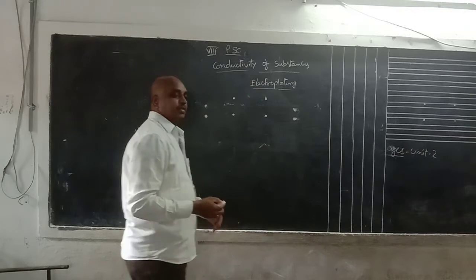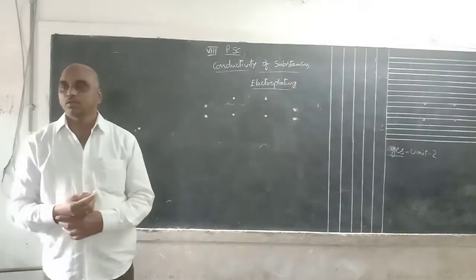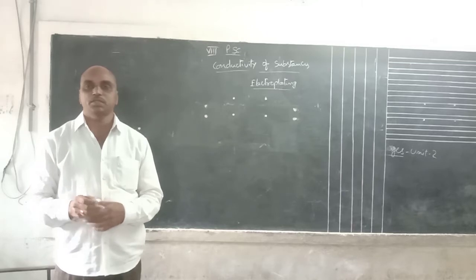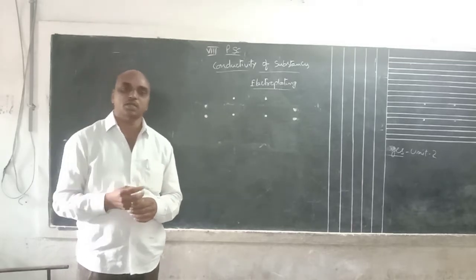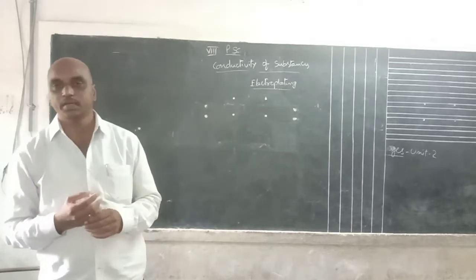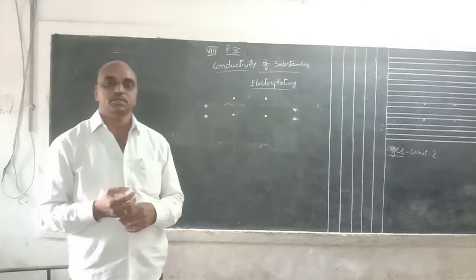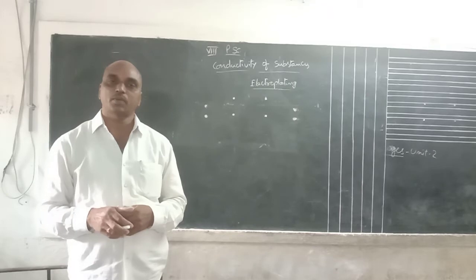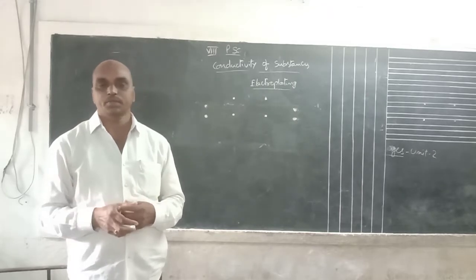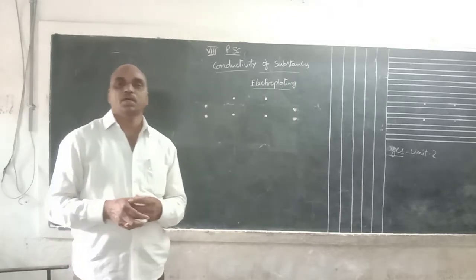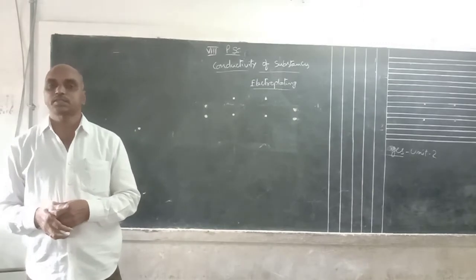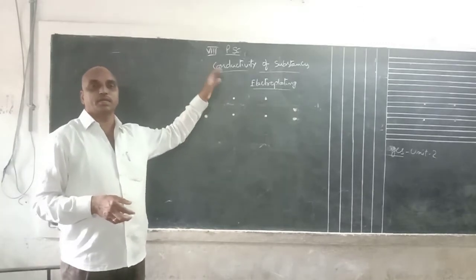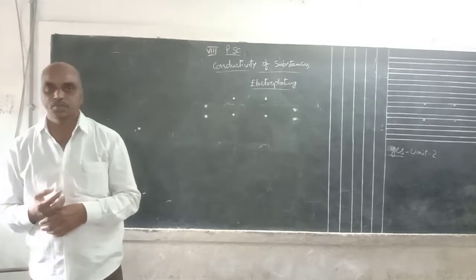Electroplating means the coating of costlier metals on cheap particles. Then only these articles look like costlier metals. Suppose you take an iron article with copper coating, it looks like a copper article. Suppose an iron article with silver coating, it looks like a silver article. That means costlier metals are coated on cheap metals.